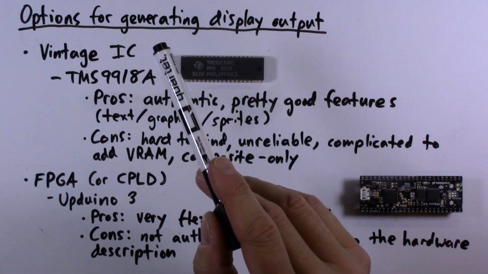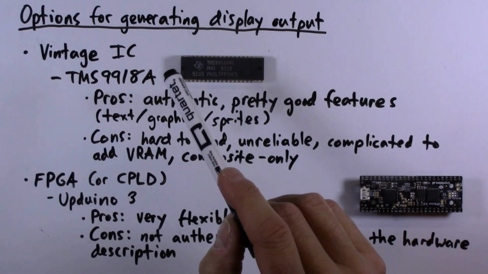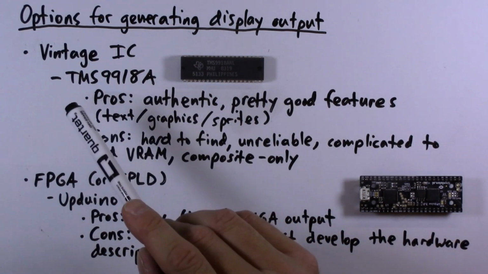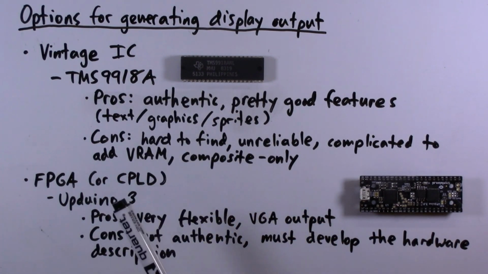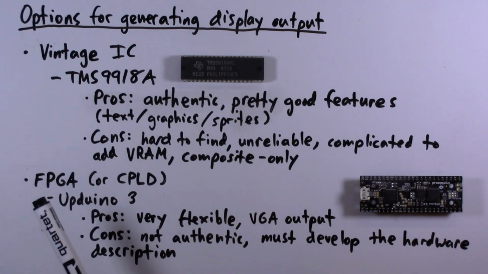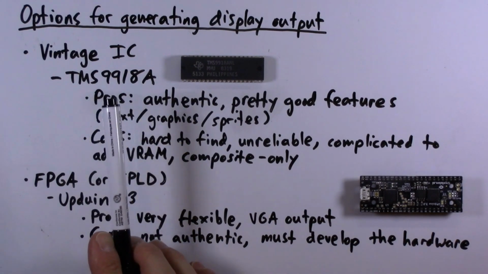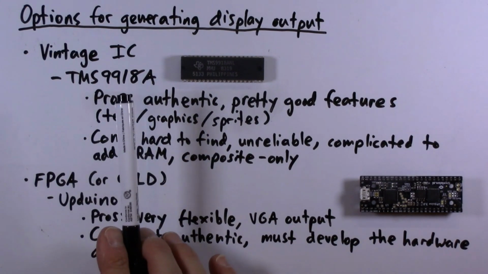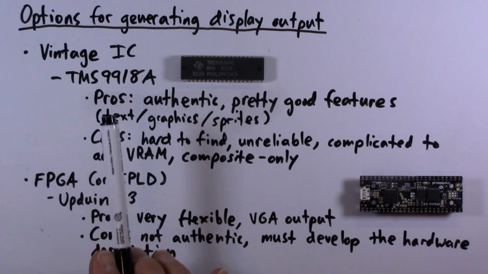So as I see it, there are essentially two plausible options for generating display output from our 8-bit system. One option would be to use a vintage display integrated circuit such as the TMS9918A, and the other plausible option would be to use some kind of programmable logic such as an FPGA or CPLD.